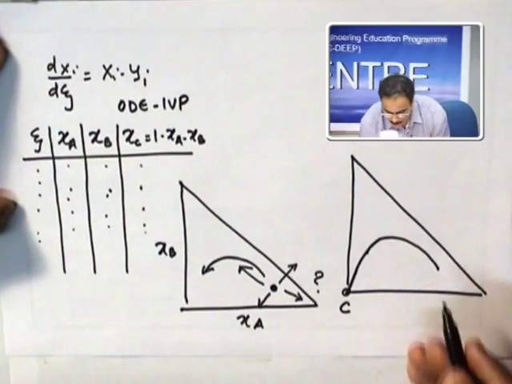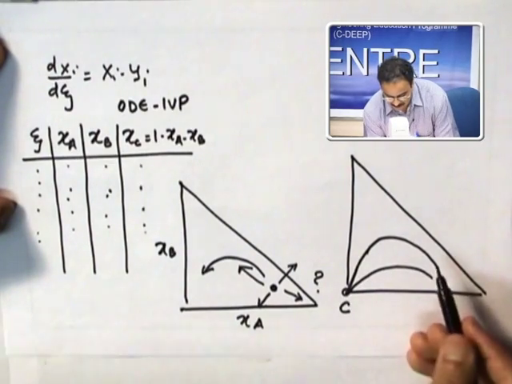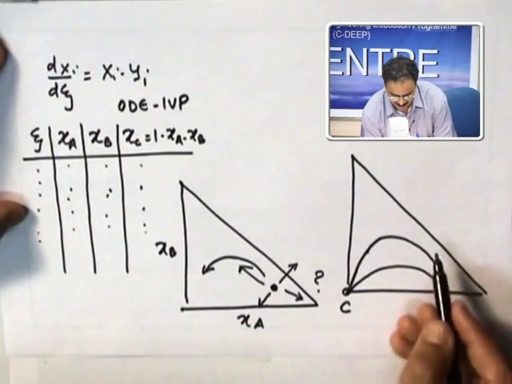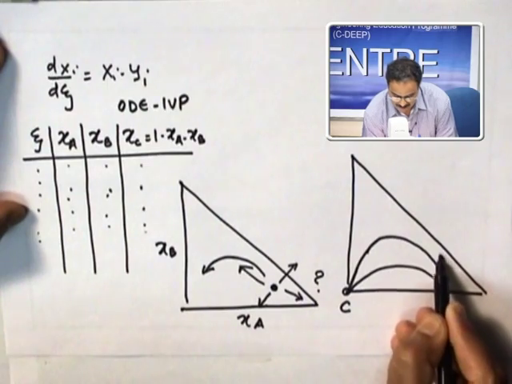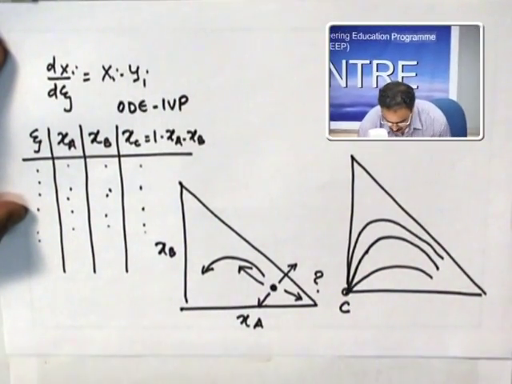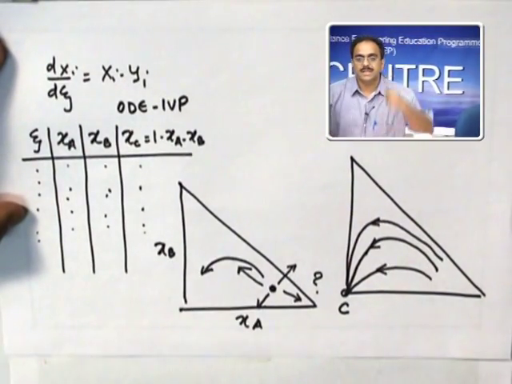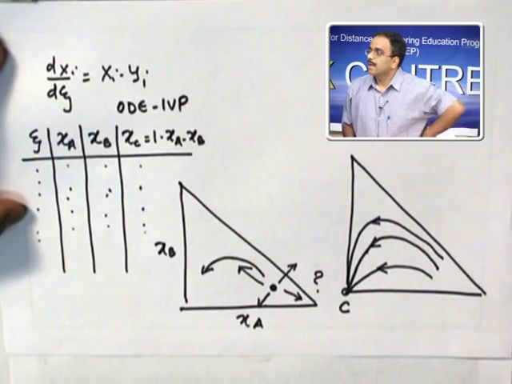So any point I start with, I am going to go to this point. If I start from this point, I am going to go here. I am going to go here. And now I am going to show some arrows, which tell me the direction as well.